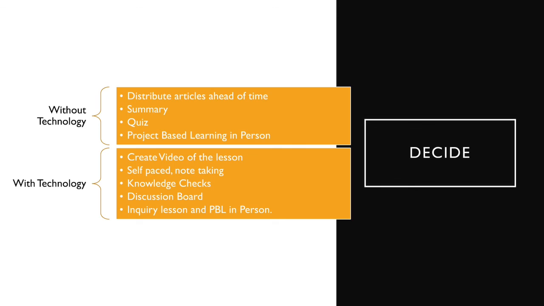Certain things you need to decide. Are you going to be teaching with technology or without technology? If you're going to be teaching without technology, you have to distribute the articles ahead of time. The students will have to write a summary. They have to know that. You have to tell them what kind of quizzes they're going to have prior to, whether they're going to have project-based learning in person. And so the students are going to have to do a lot of things by themselves initially.